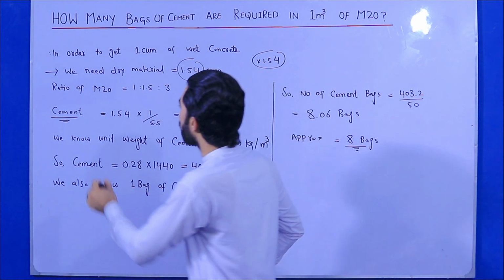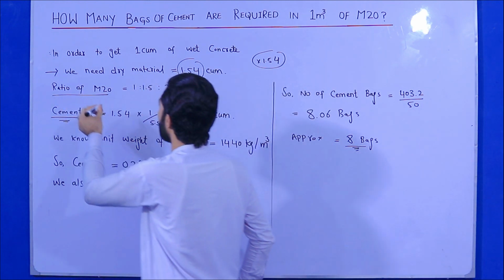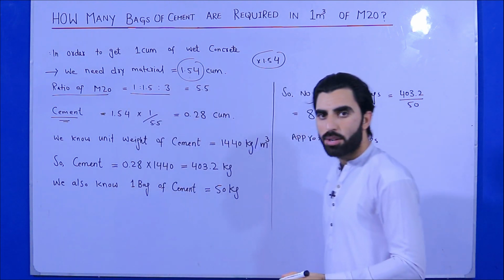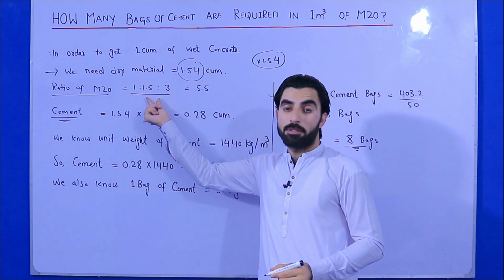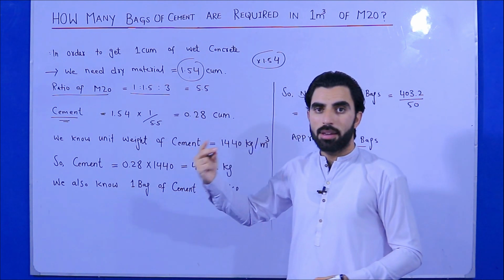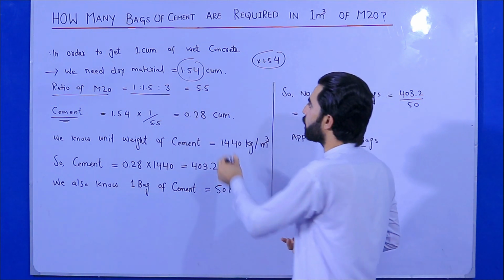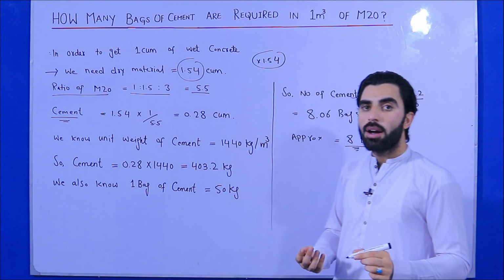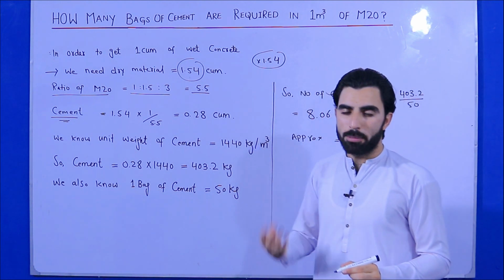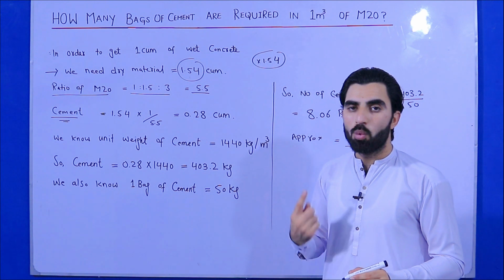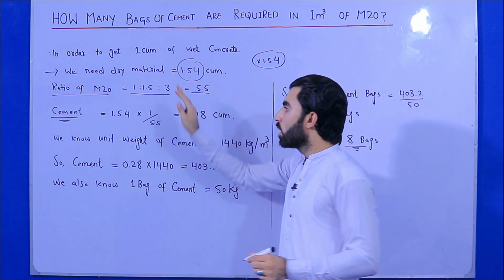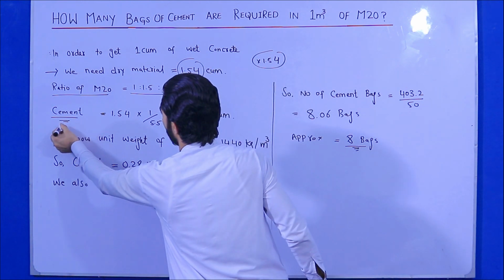As you know guys, the ratio of M20 grade concrete is 1:1.5:3. 1 part is cement, 1.5 part is sand and 3 part is aggregate. So sum of ratio becomes 5.5. Now what is the volume of cement required for 1 cubic meter concrete for M20 grade, which ratio is this one. So guys, we require cement.